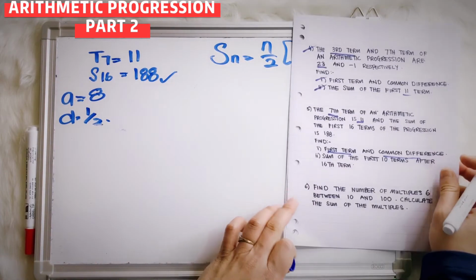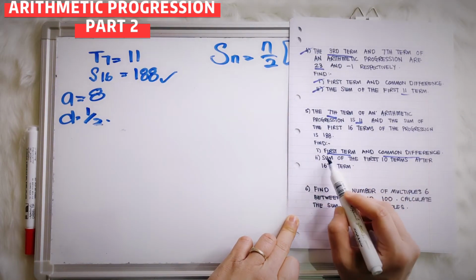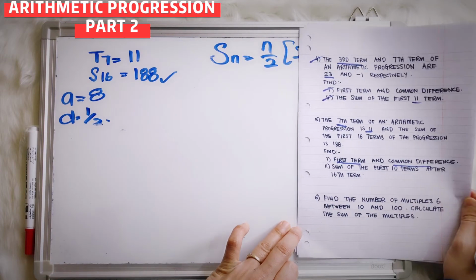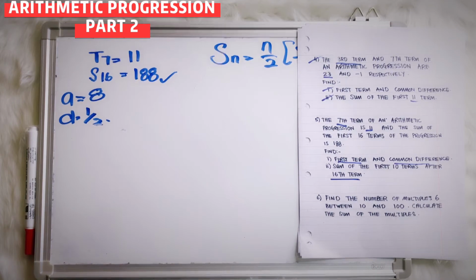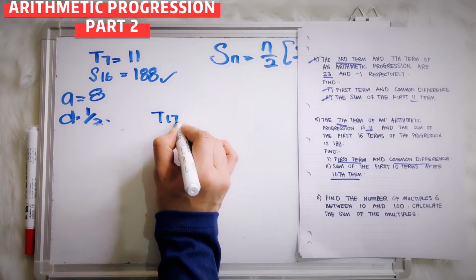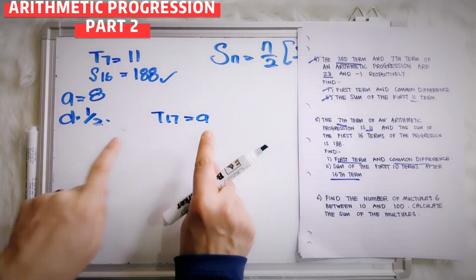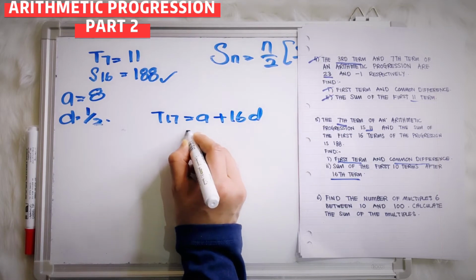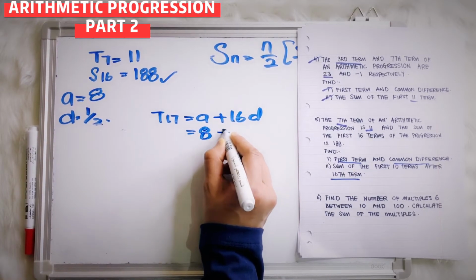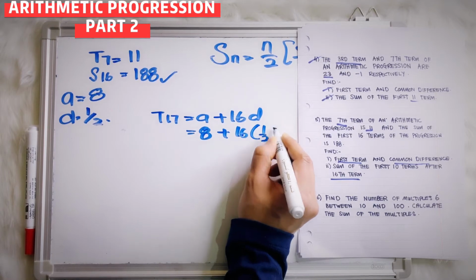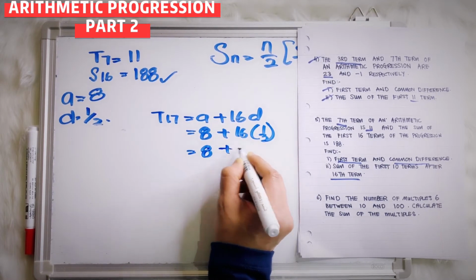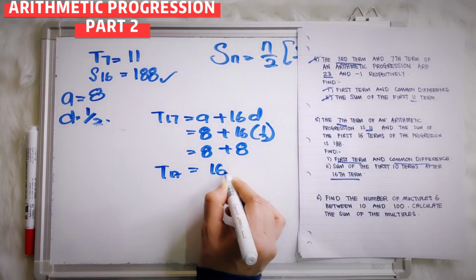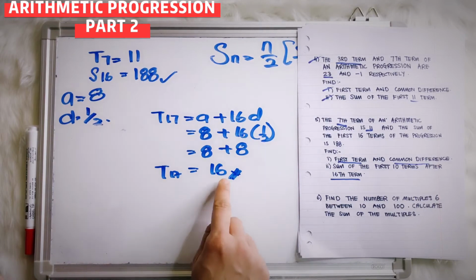Next question. We have to find the sum of the first 10 terms after 16 terms. That means we have to find T17. Because this is our new a now. So a plus 16d, a equals 8, 16 multiplied with half, so we got 8 plus 8. That means our T17 is 16. So this is our new a now.